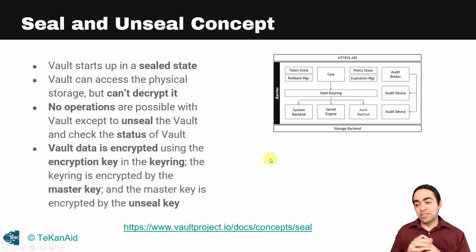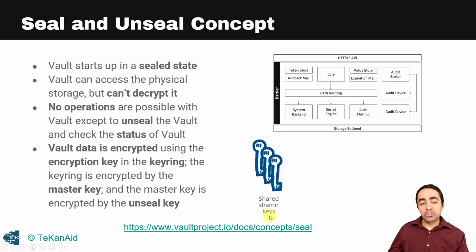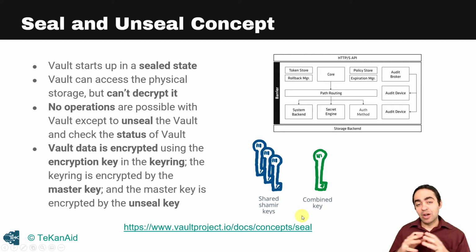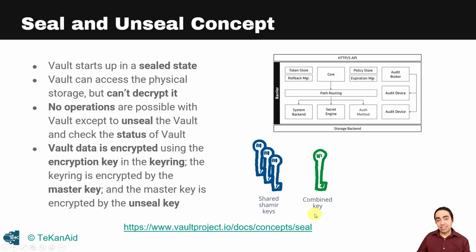Vault data is encrypted using something called an encryption key in the keyring. And the keyring is encrypted by something called a master key. And the master key is encrypted with an unseal key. So to visualize this a little bit, I'm going to talk about a shared Shamir set of keys. And in the next slide, we'll talk about Shamir in more detail. But think of it as a way to split up a specific key among multiple stakeholders. And these custodians of the key, if you will, come together to create what we call a combined key.